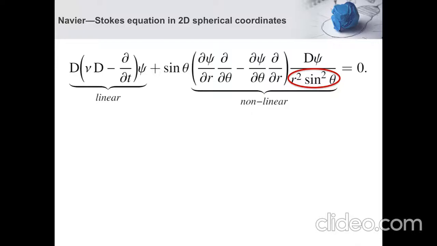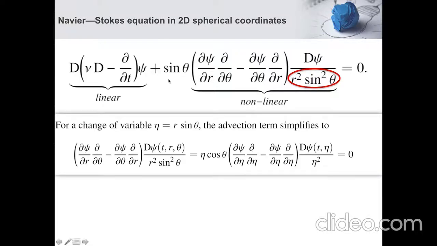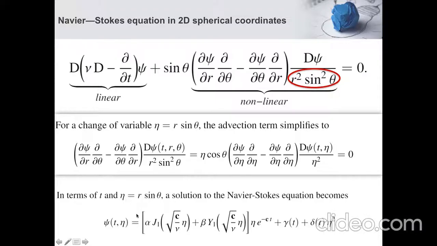It's the same Navier-Stokes equation. By substitution of variable eta equal to r sine of theta, I noticed that these two terms on the right hand side cancel each other. So what remains is just the linear component of the Navier-Stokes equation, which is easy to solve. And I found the solution which looks like this. Here J1 is the Bessel function of the first kind, and Y1 is the Bessel function of the second kind.